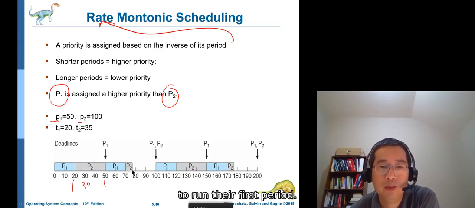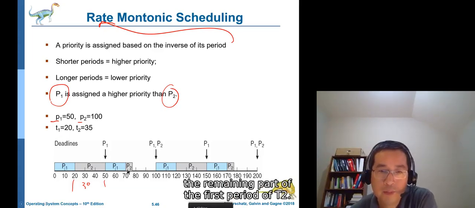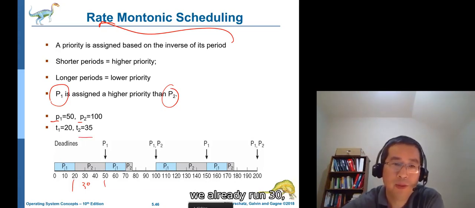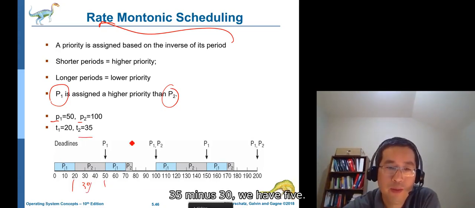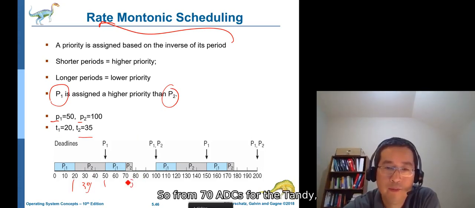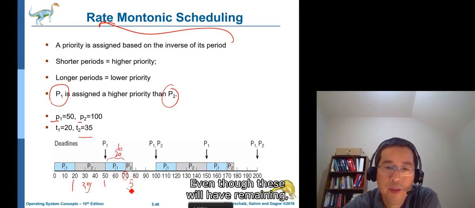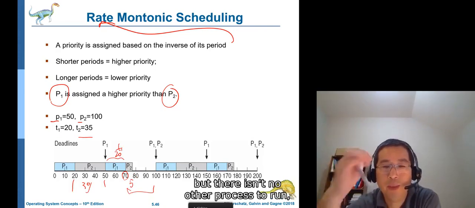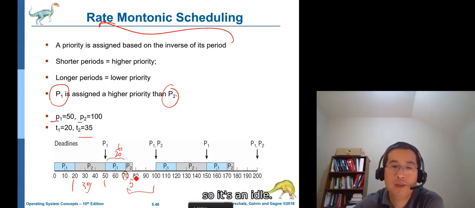And then now we can give the CPU to run the remaining part of the first period of P2. So we run another 5, because T2 is 35. We already ran 30, and 35 minus 30 leaves 5. So from 70 means this is for the 20 for T1. And after that, even though there is remaining, there's no other process to run, so it's empty, it's idle.